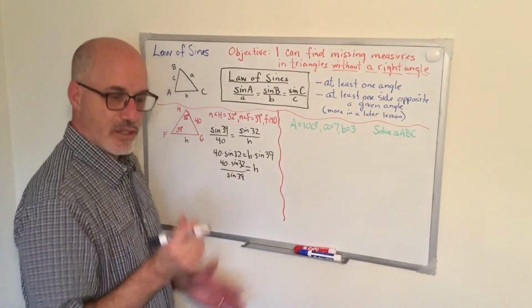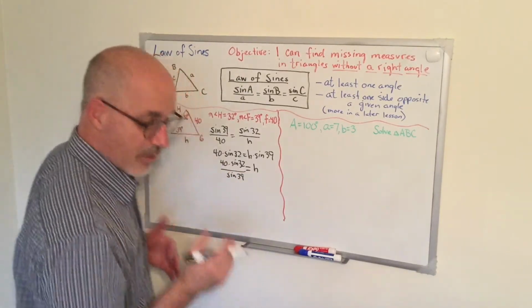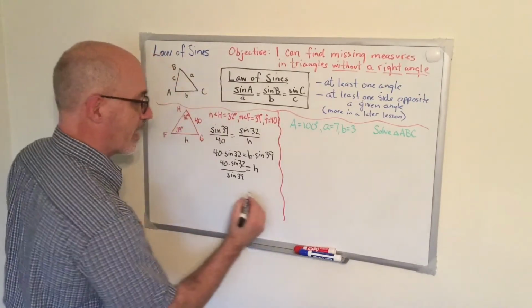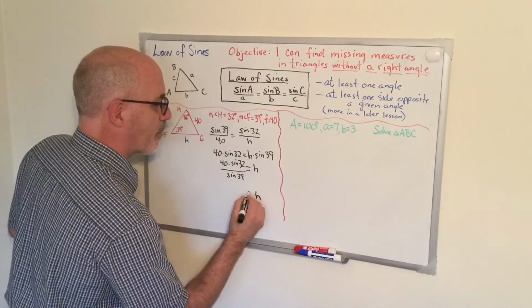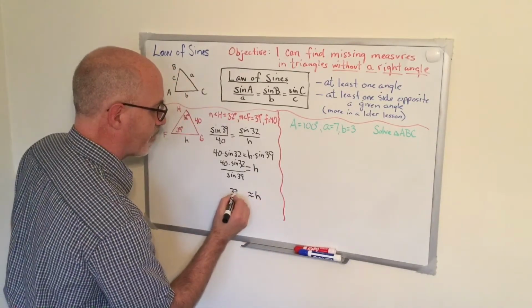Now we can do that on our calculator. Make sure your calculator's in degrees in this case. If we calculate that, h is approximately equal to 33.7.